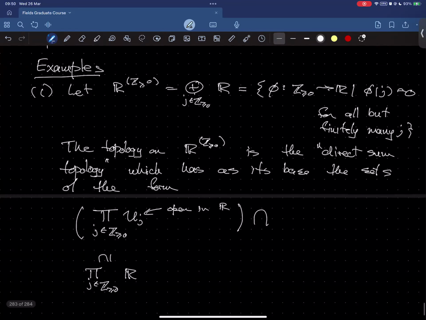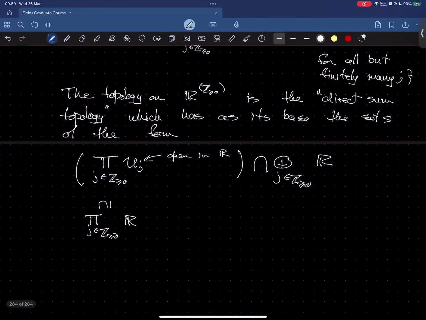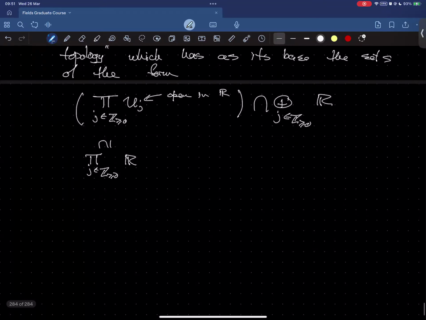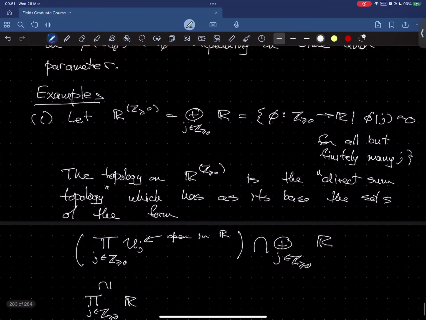Because the direct sum is a subset of the product. The product is the set of all mappings like this, and the direct sum is the set of all mappings like this, which satisfy a condition. So this is automatically contained in the product, and so this intersection makes sense. Like I said, the topology isn't so important for this example, but that's what it is. And so in other words, this thing is a locally convex space.